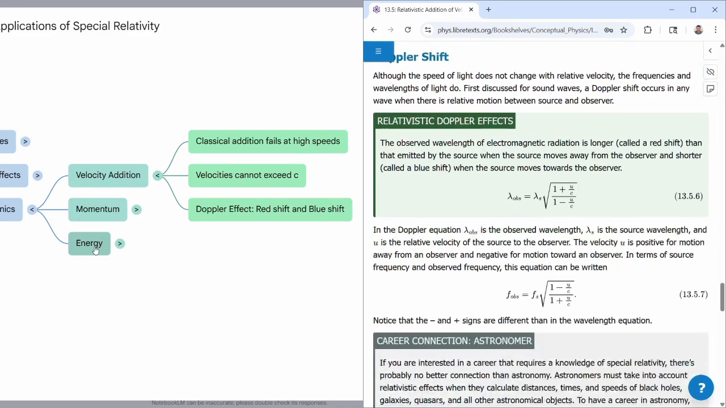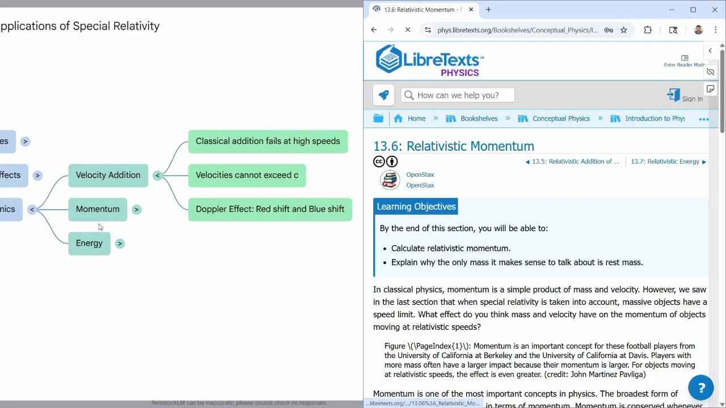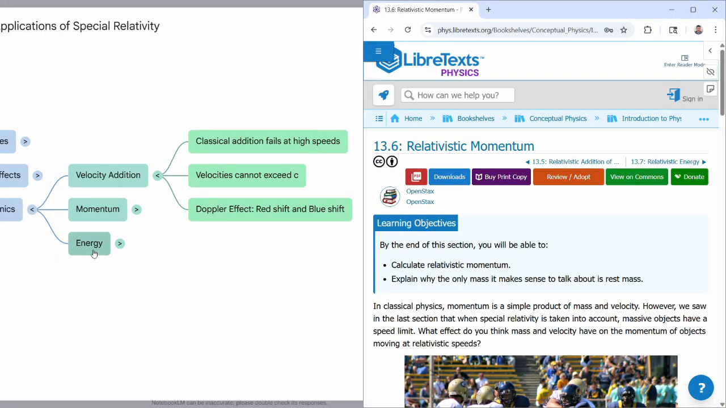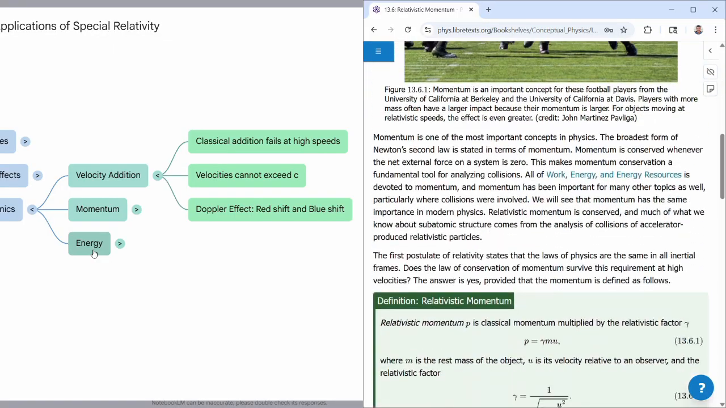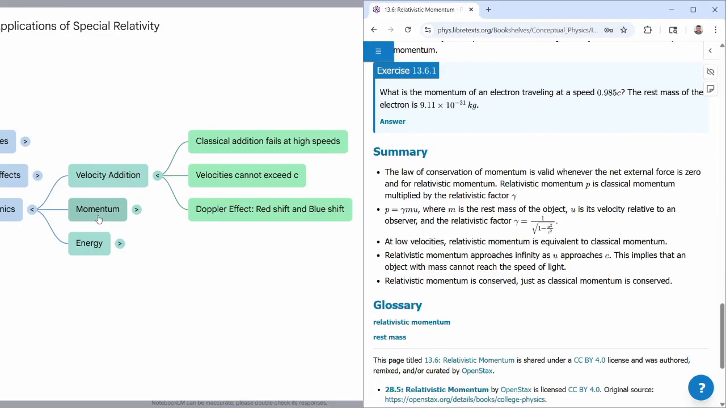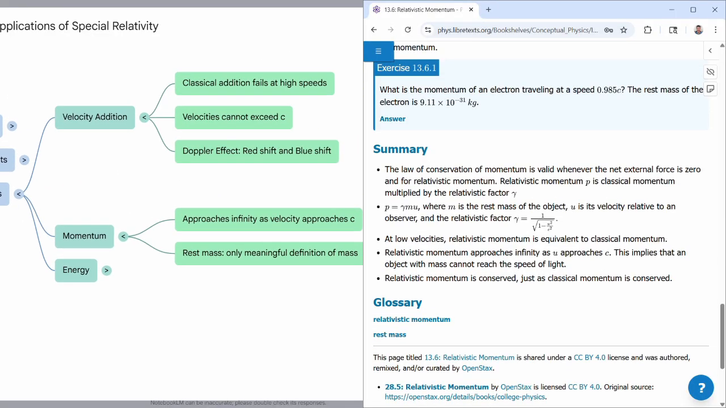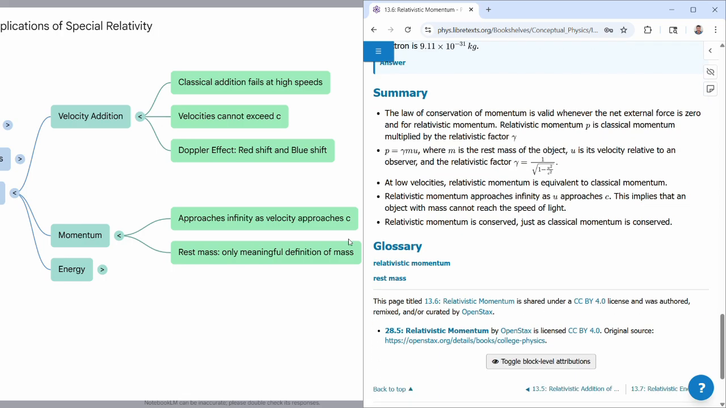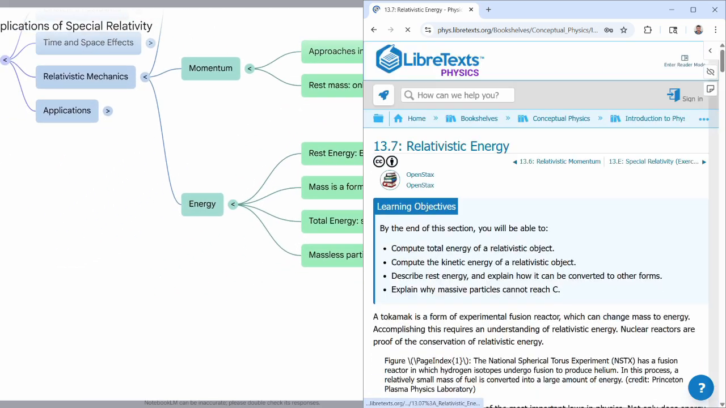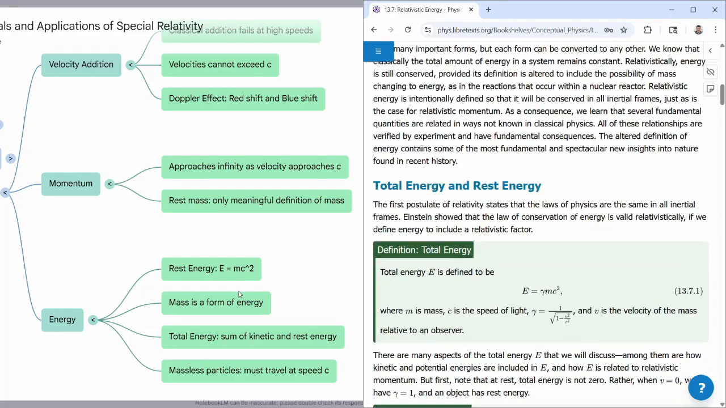I was looking at the homework questions, and it looks like I don't ask you any questions about relativistic momentum and energy. So if you want to treat these topics as optional, you can. You can also read about it in the textbook. Relativistic momentum is covered in section 13.6, and relativistic energy is covered in section 13.7. So you can read about that there.